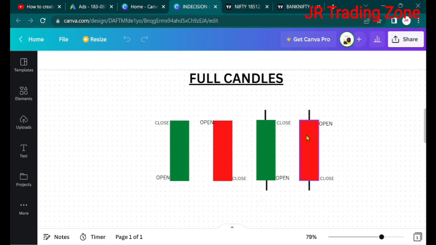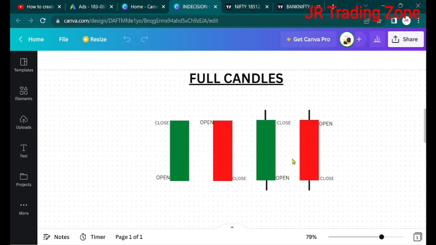We give importance to the color and the size of the candle. The size will be very big. The opening is here, it is moving aggressively and it is closing here. There are no sellers. It is a very powerful close. Here also the open is here and the close is here. No buyers, only sellers. It is a strong close.